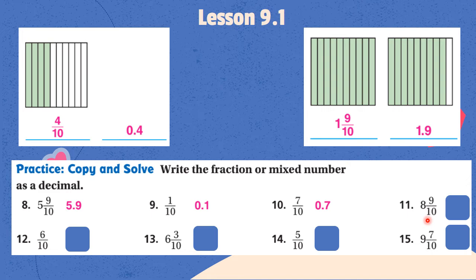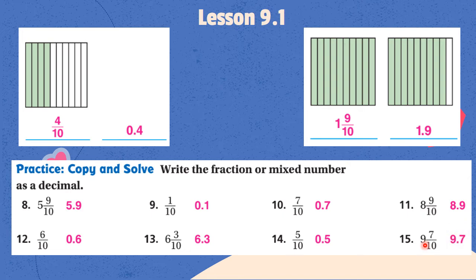Number 11, we have 8 in the whole number part, so we have 8.9. Excellent. Here we have no whole number, so we're going to say 0.6. Here, 6 in the whole number part, so we have 6.3. No whole number, so 0.5. Here we have 9 in the whole number part, so 9.7. Good job. It's really easy, right?